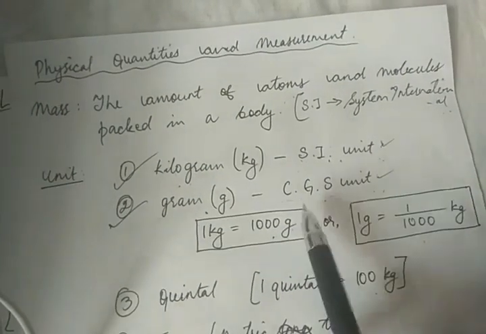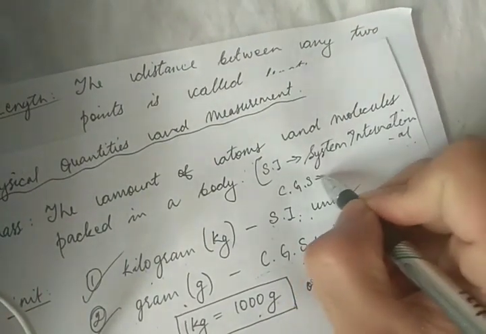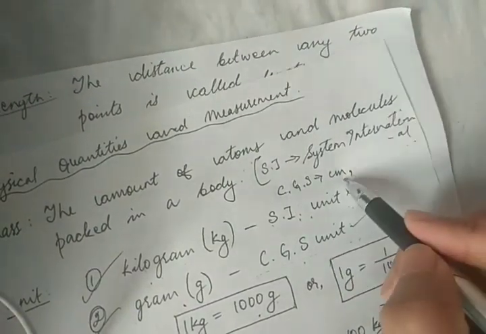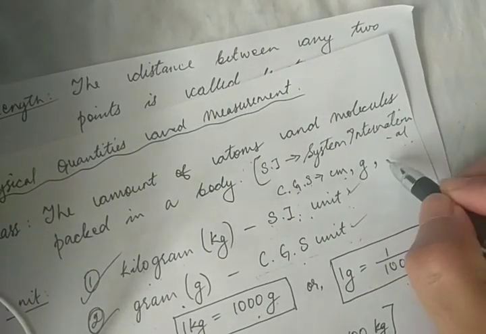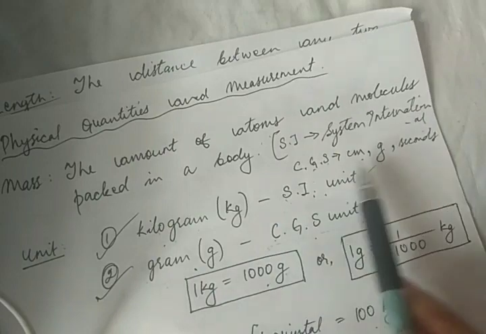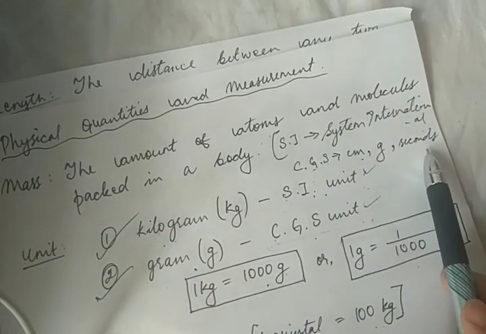CGS full form means centimeter. I'm writing in short form. C stands for centimeter, G stands for gram, and S stands for seconds. Don't forget.